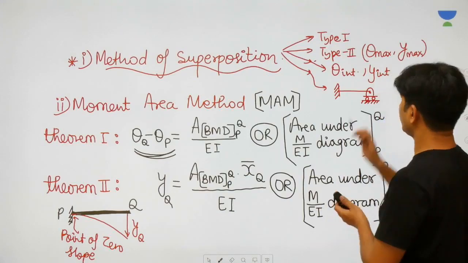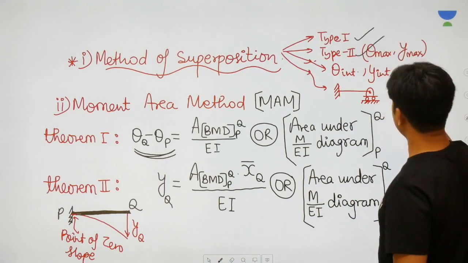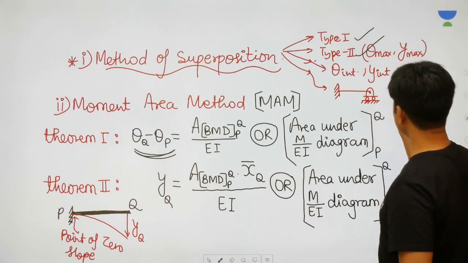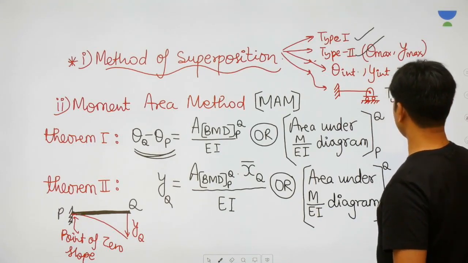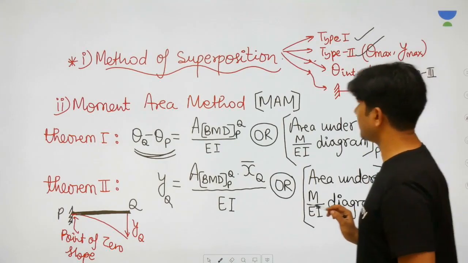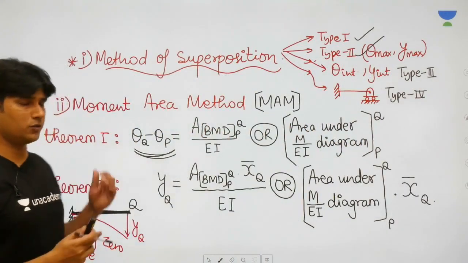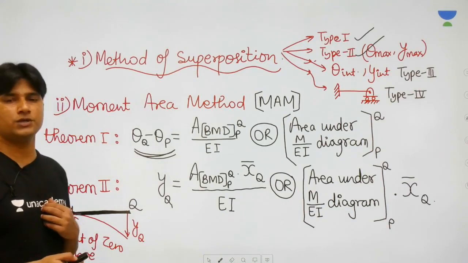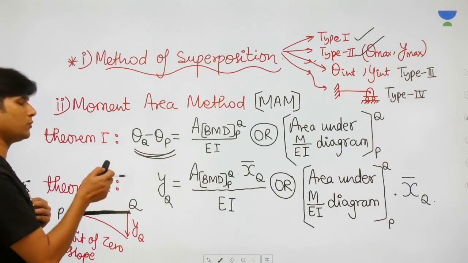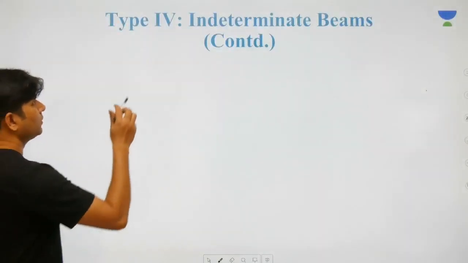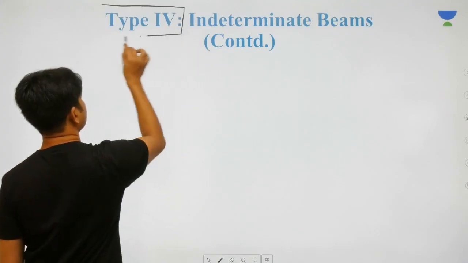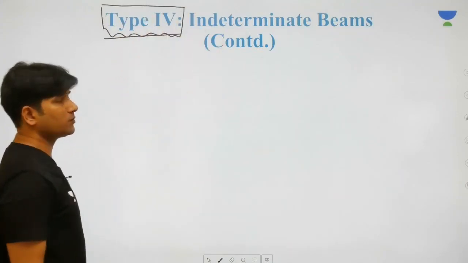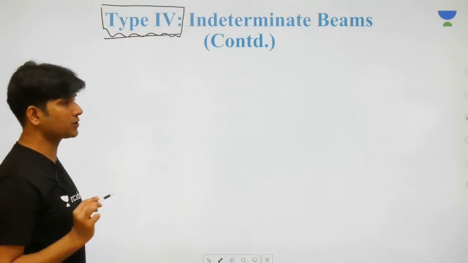I say it once again that we have already solved 4 types of problems in cantilever beams, and now we are going to continue with the other types of problems. In fact, we are going to continue with type 4 problems only. In type 4 in the previous part of this lecture, we have already discussed, my dear friends, one indeterminate beam that is known as propped cantilever.